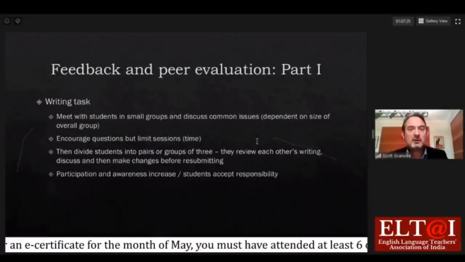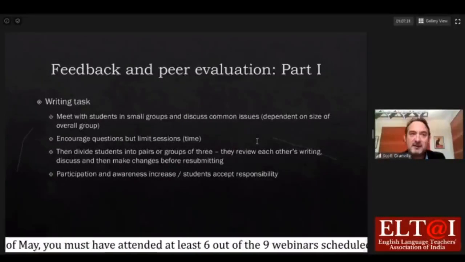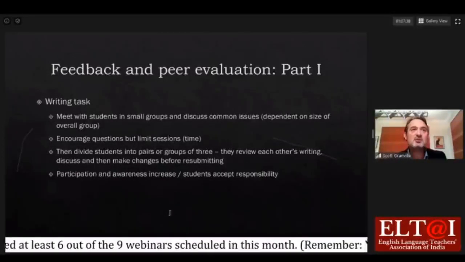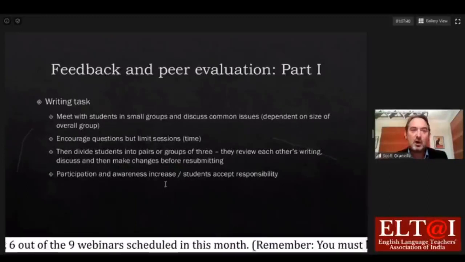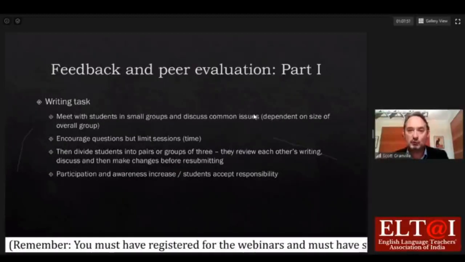So if we look at feedback and peer evaluation, part one, the previous speaker made some really good points about feedback and what that looks like. And I guess this probably follows on from that a little bit. So let's imagine we have a group of 40 students in our online class. What I would do from there is present a writing task, and for argument's sake, let's use an essay that's due in 2 weeks.